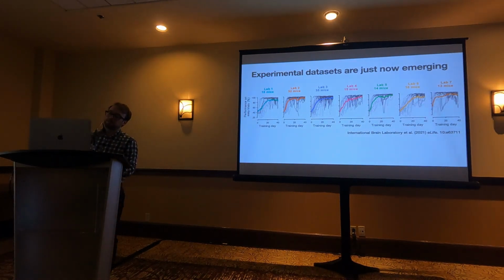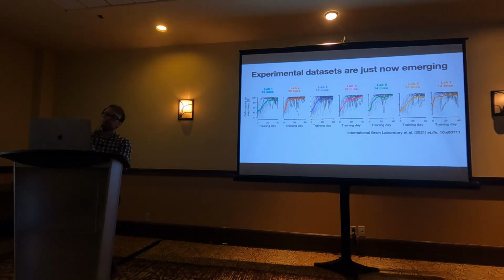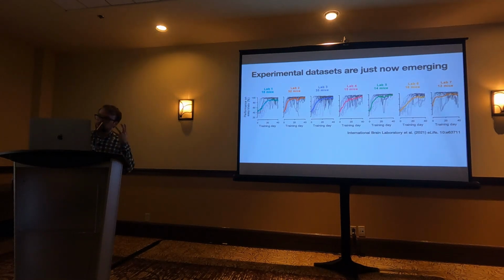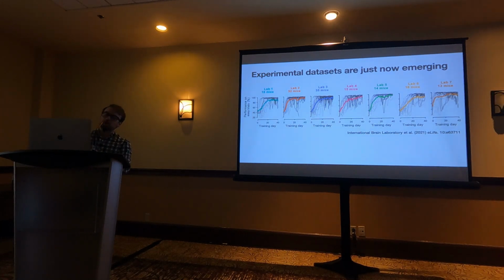They're performing the same two alternative forced choice task. The details of the behavior don't matter too much. The important thing is that we have this really exciting initiative of multiple labs doing the same experiment, recording from the same area in animals doing the same behavior. And what you see from data sets like this is that there's a remarkable amount of behavioral variability across mice. Some mice learn the task really, really quickly, and others learn it very slowly if they do so at all.